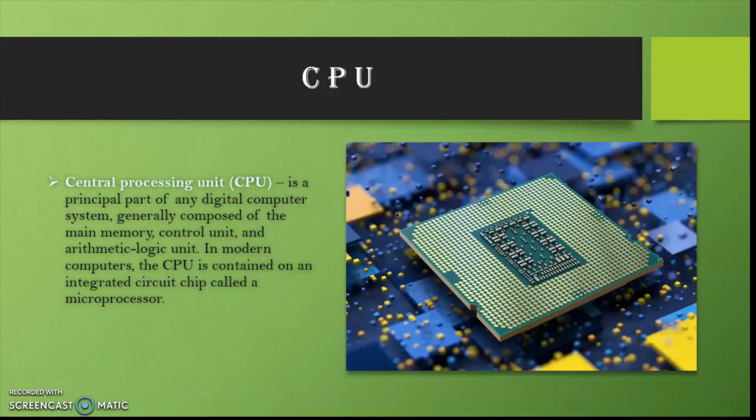CPU. The central processing unit is a principal part of any digital computer system, generally composed of the main memory, control unit, and arithmetic logic unit. In modern computers, the CPU is contained on an integrated circuit chip called a microprocessor.